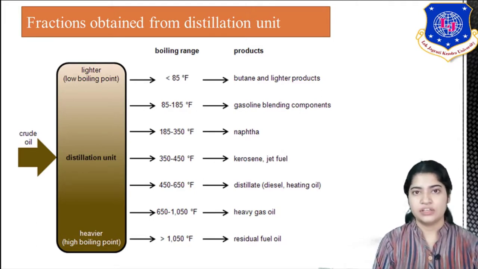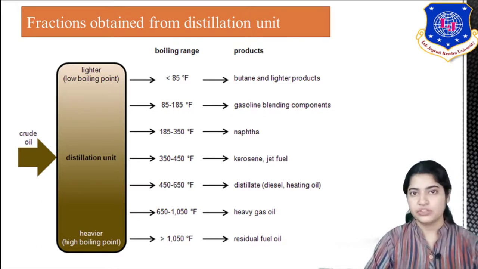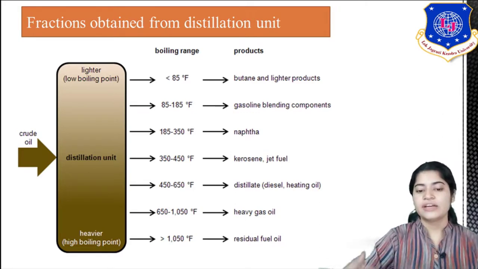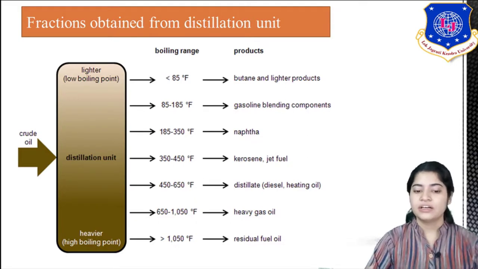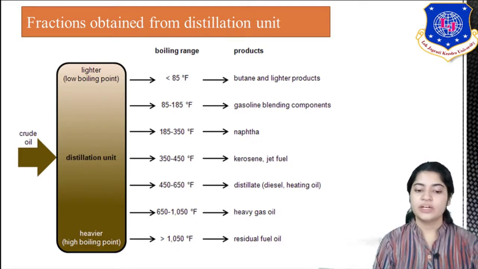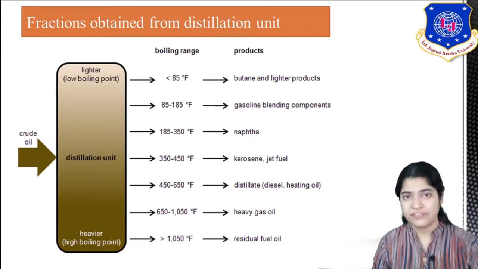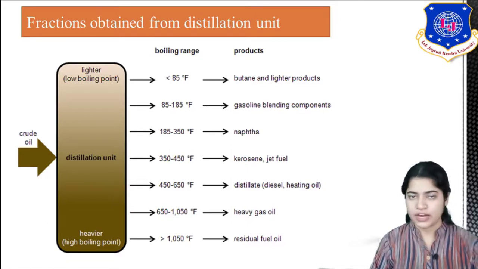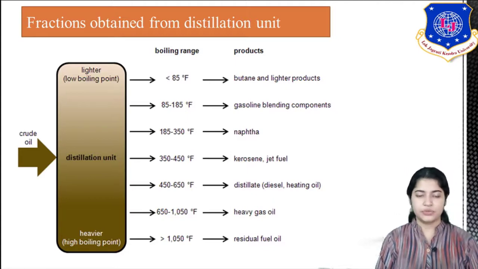Next is kerosene. You can also see the temperature range at which you get your product. Kerosene, jet fuel. Next is distillate. So kerosene, distillate, heavy gas oil: these are heavy distillates. Distillate is diesel. Next is heavy gas oil, which is again divided into light gas oil and heavy gas oil. What is the purpose of these gas oils? It is used as a fuel in ships, steamers, those kinds of engines. Last is residual fuel oil. The bottommost product is residue.